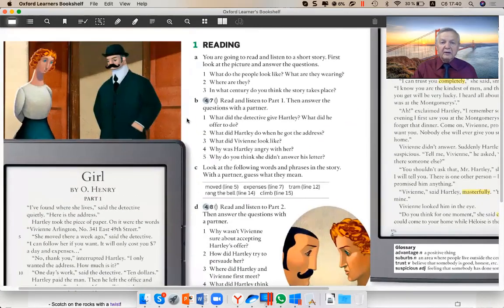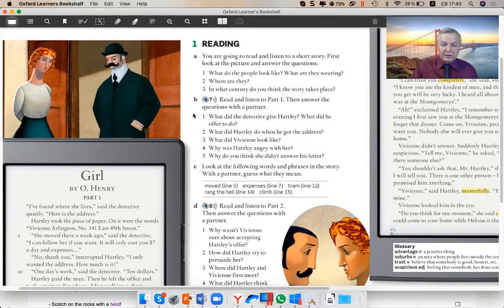But before reading the first part, look at the picture. There are two main characters. This girl is Vivian, and the man in front of her is Mr. Hartley. Start working with exercise A, where you are to remember how to describe people, how they look, and what they are wearing. It is in the first question. Be attentive and answer the question where they are. And in the third question, try to guess, if you didn't read the stories by O. Henry, in what century the action takes place.